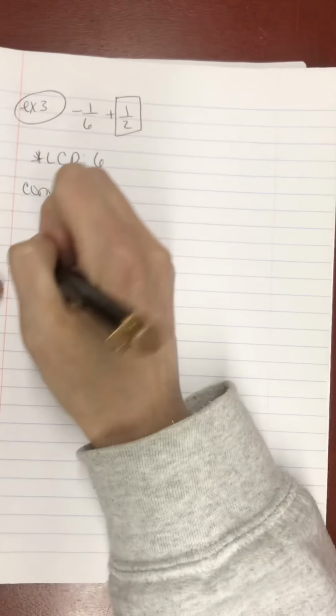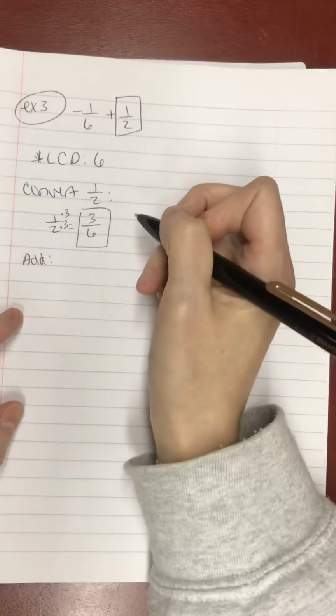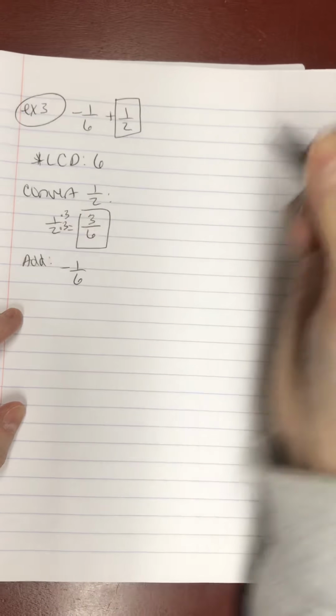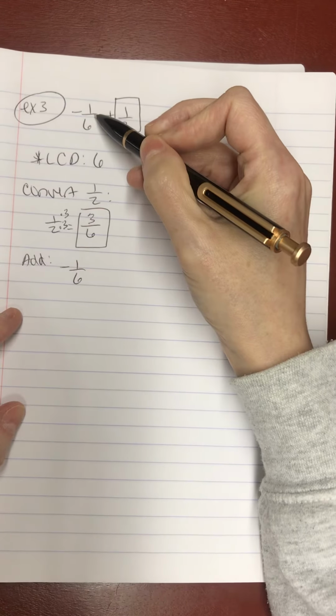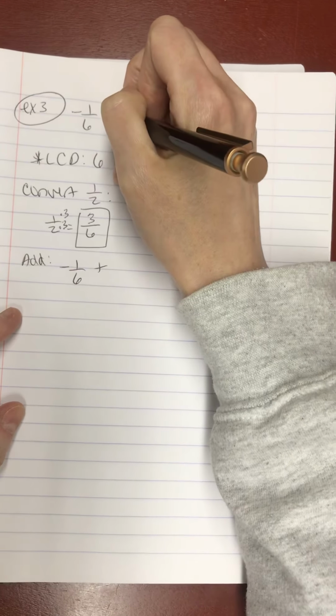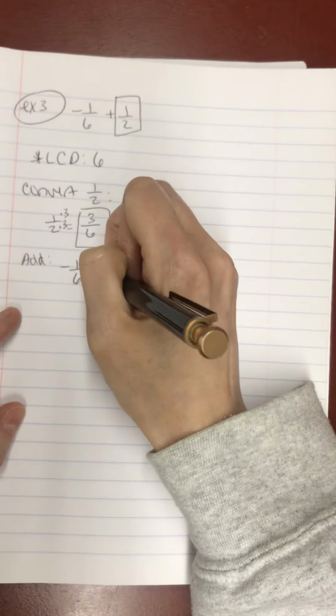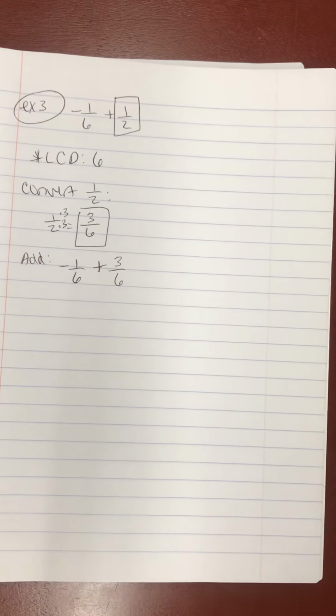And now we're going to add. Now you get to add. And you're going to use negative 1/6, this original number right here, and you're going to go plus, because it says plus here, but instead of 1/2, you're going to use 3/6, because we converted the 1/2 into a 3/6.